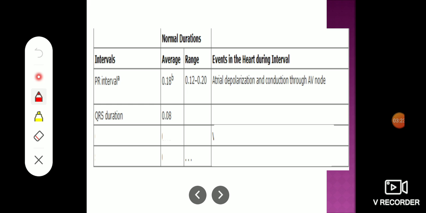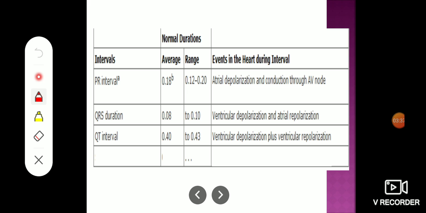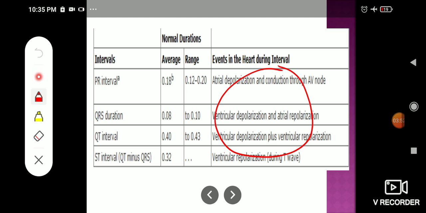QRS duration is 0.08 to 0.1 seconds. This indicates ventricular depolarization and atrial repolarization. The QT interval, which is normally 0.4 seconds, indicates ventricular depolarization plus repolarization. And lastly, the ST interval. This indicates ventricular depolarization. So like this, normally we can detect these durations.